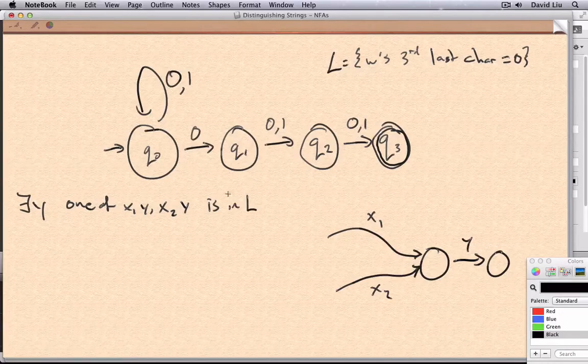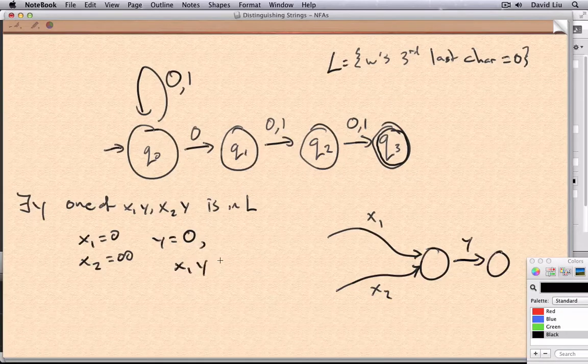Recall the NFA here that we saw in class that accepted the language the third last character is 0. So let's look at two different strings. x1 is 0 and x2 is 0, 0. Neither of these are in L, however they are distinguishable, because if I let y be, say, 0, then x1y is not in L, but x2y certainly is in L.